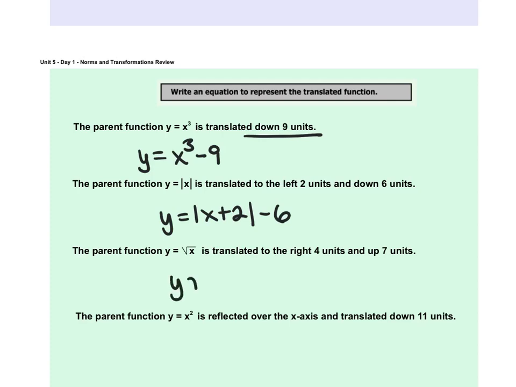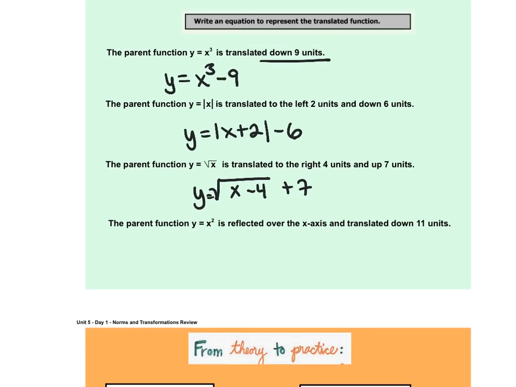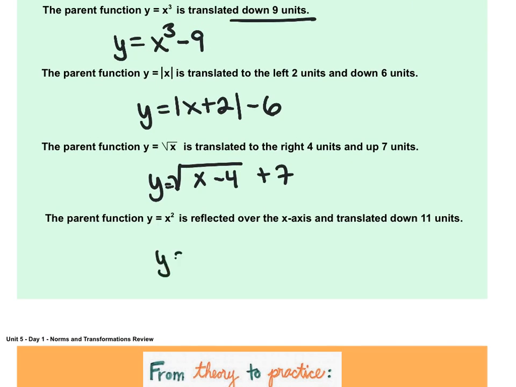Parent function, square root of x. To the right 4, that's under the square root, so minus 4, and up 7. And last one, x squared, reflected over the x-axis, that's a vertical. Vertical's on the outside of the function, and down 11, also on the outside of the function.